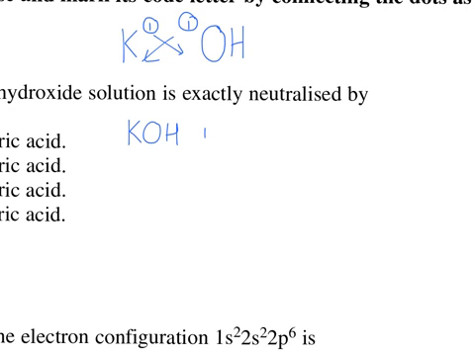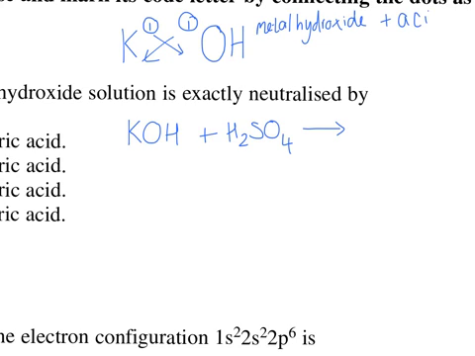So KOH plus sulfuric acid, which is H2SO4, gives us, now we've got a metal hydroxide plus an acid, so that's going to give us a salt plus water. Just to write that general equation: metal hydroxide plus acid gives us a salt plus water.